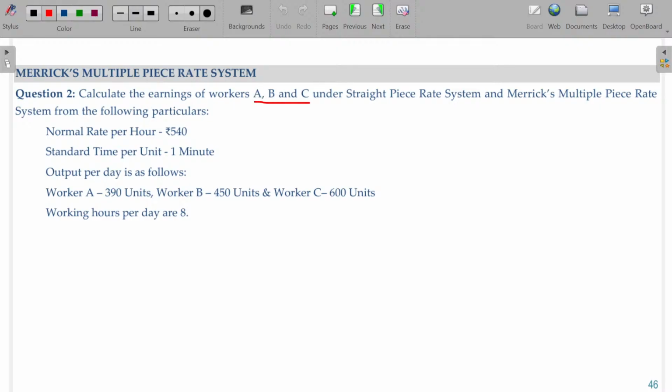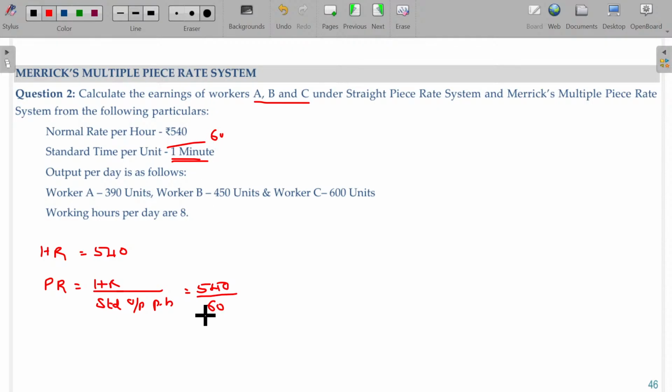Calculate the earnings of workers A, B, and C under straight piece rate system, Merrick multiple piece rate system, and all. Normal rate per hour, hourly rate is given as 540. Standard time per unit being 1 minute. Okay, then what about the piece rate? Hourly rate divided by standard output per hour. Am I right? Hourly rate being 540. 1 minute per unit means for 60 minutes, 60 units could be manufactured. Then the value being 9 rupees. 9 rupees is the piece rate.